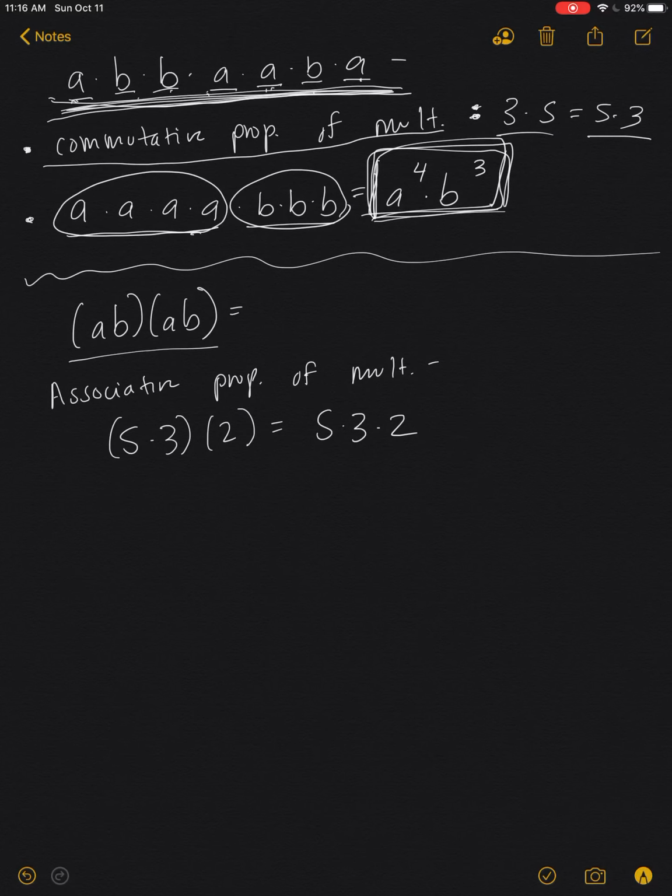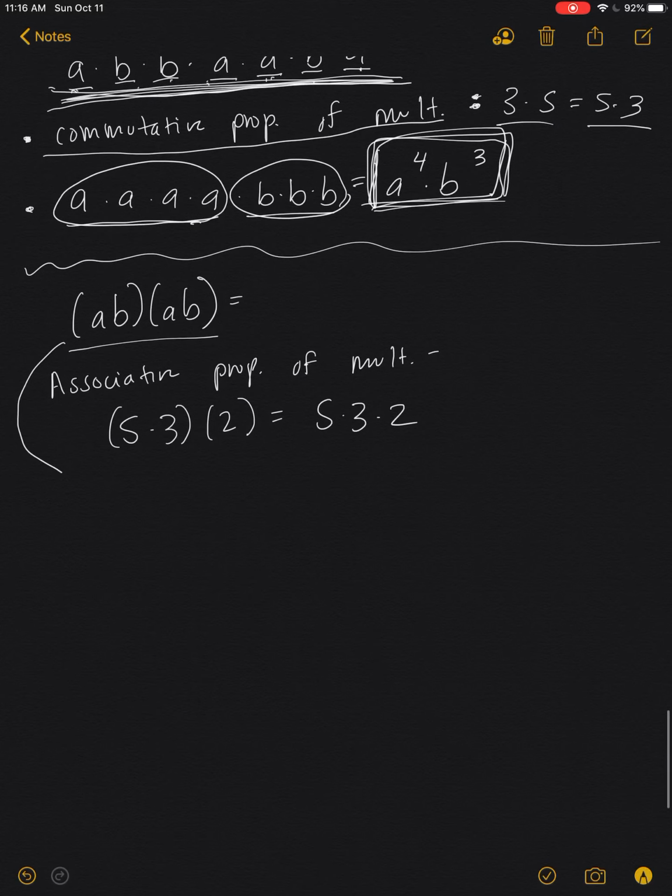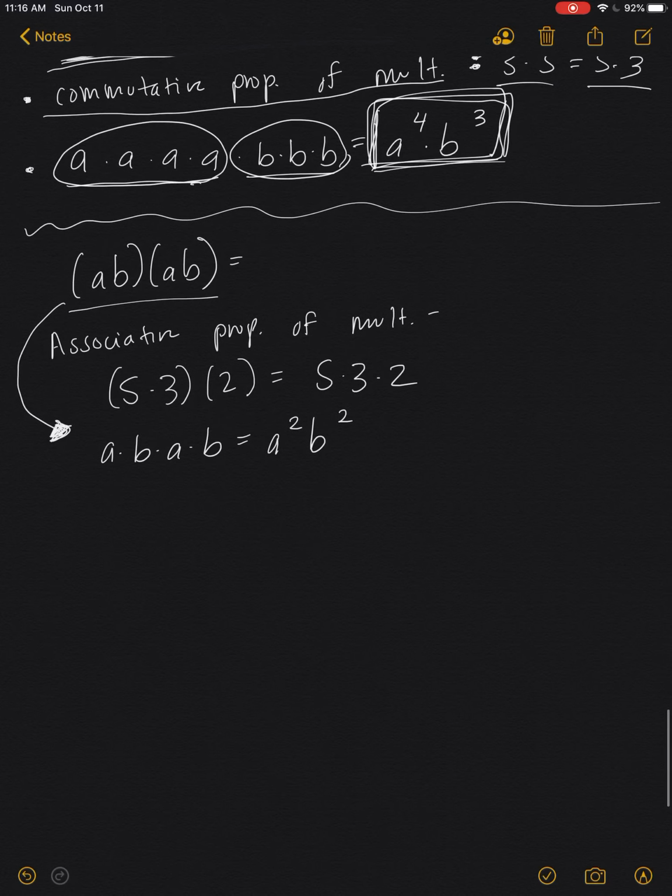I actually don't need it. So if I were going to rewrite this, remember, it's just purely a multiplication problem. I can just rewrite it as A times B times A times B, and that leaves me with A squared, B squared.